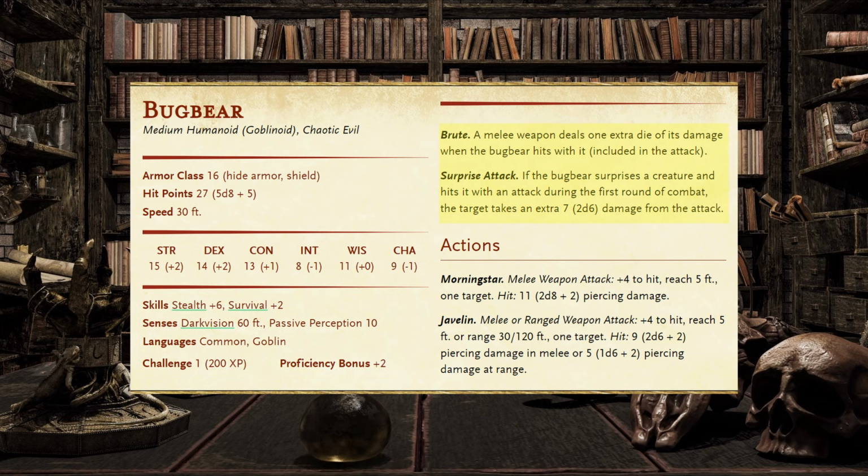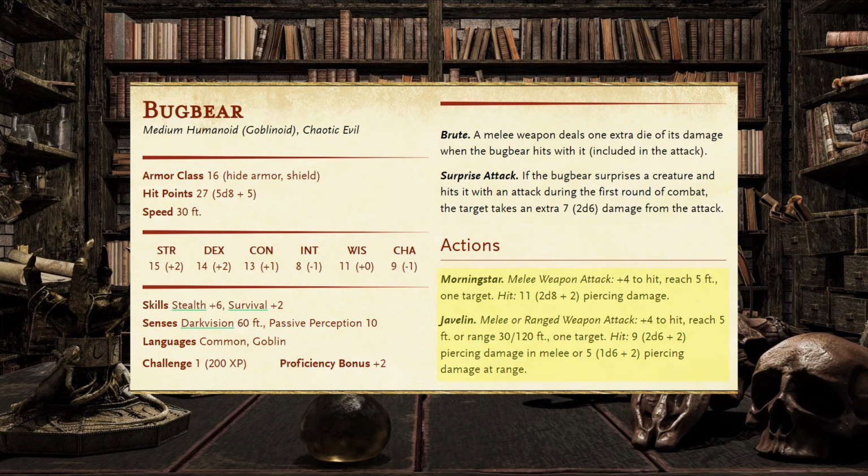In terms of special abilities, the bugbear has the Brute and Surprise Attack abilities. Brute states that when the bugbear hits with a melee weapon, it deals 1 extra die of that weapon's damage. This extra damage is already included in the damage calculations on the stat block. Surprise Attack states that if a bugbear surprises a creature and hits it with an attack during the first round of combat, the target takes an extra 2d6 damage from the attack.